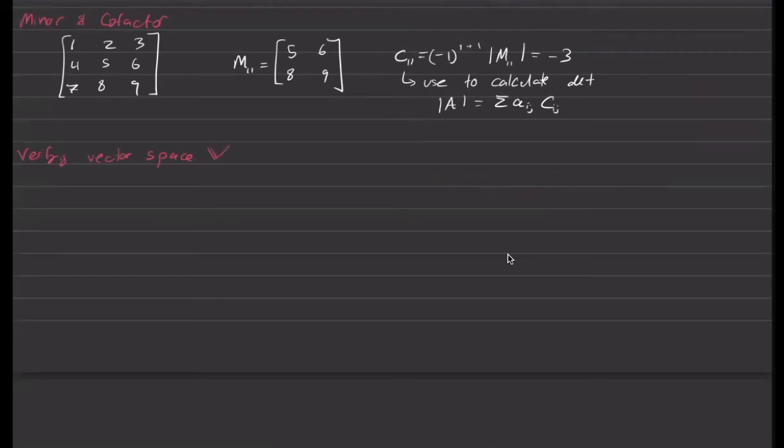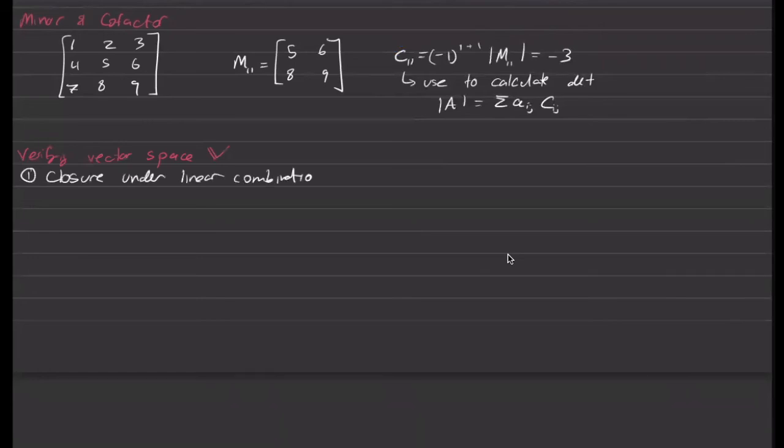And this is the double bar V. There's two requirements that a set of vectors is a vector space. So the first one is closure under linear combination.